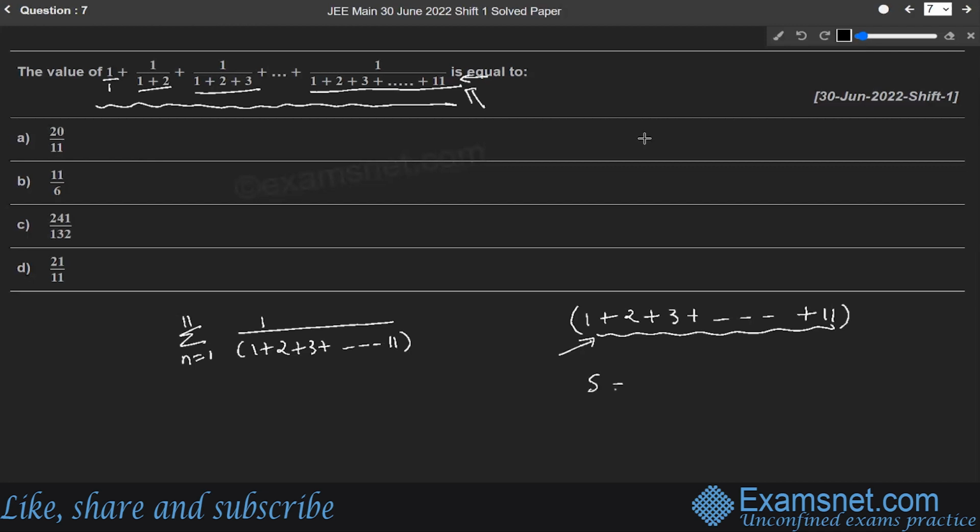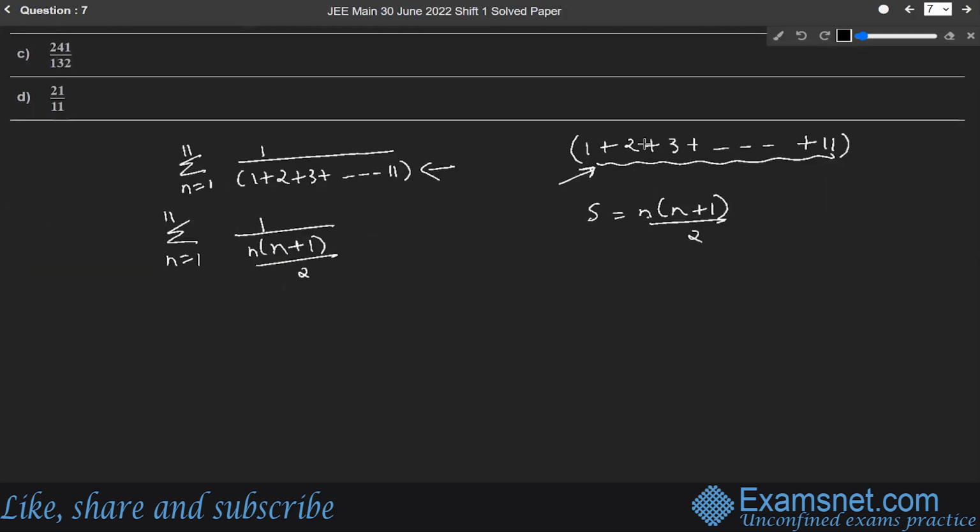So the formula is S equals n into n plus 1 by 2. All right. So we can write this denominator as n into n plus 1 by 2 because it is basically a series which is the sum of 11 natural numbers. So summation of n equals 1 to 11, 1 upon n into n plus 1 by 2. Now this 2 will go to the numerator. So it becomes summation of n equal to 1 to 11, 2 divided by n into n plus 1. Since 2 is a constant, let us take 2 outside. So 2 summation of n equal to 1 to 11, 1 upon n into n plus 1.